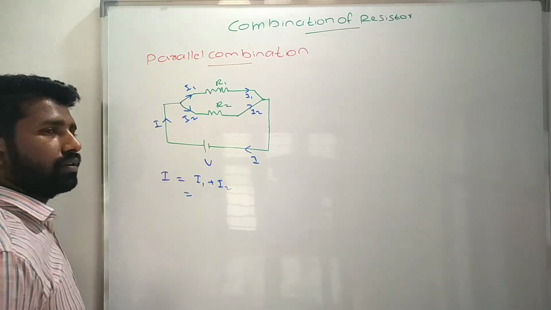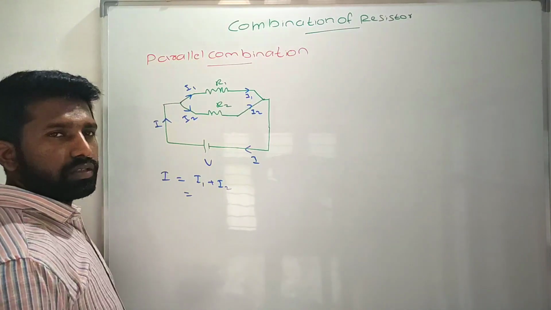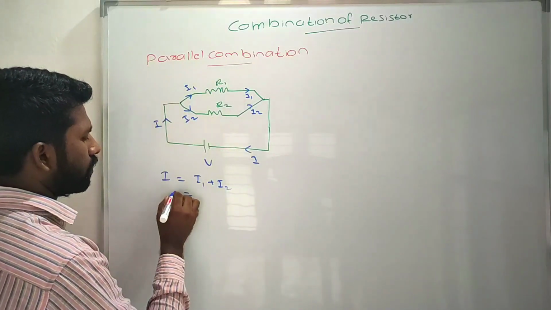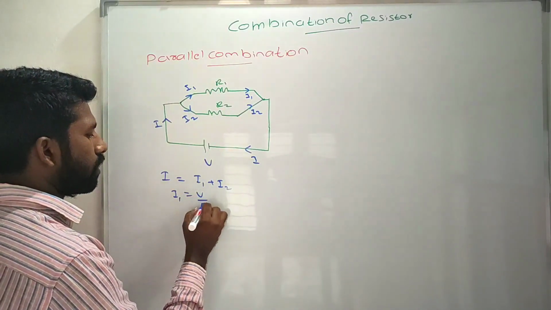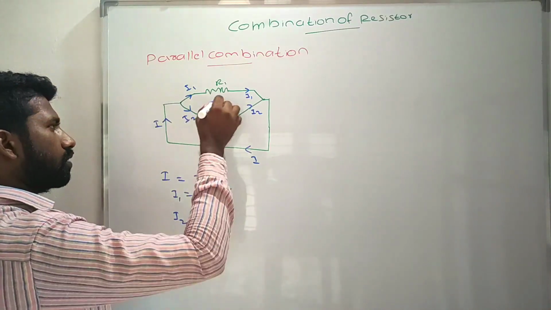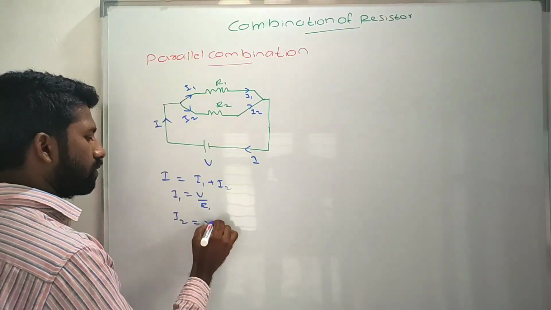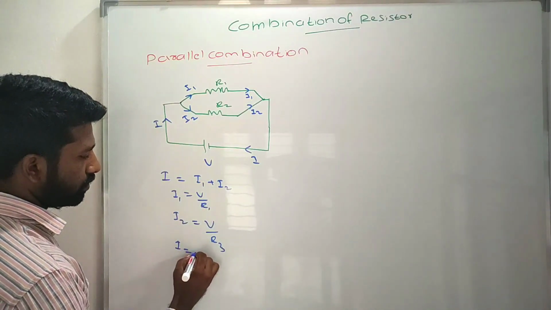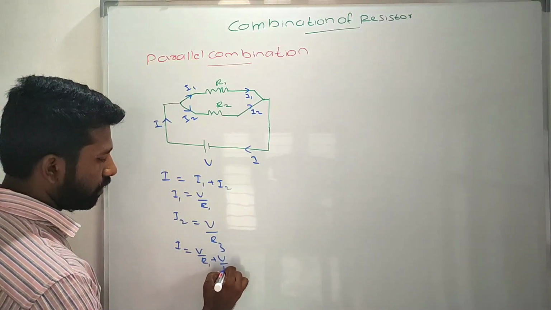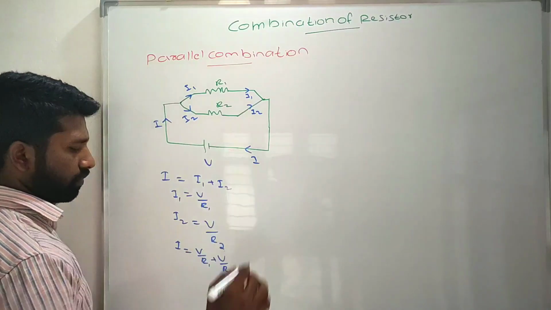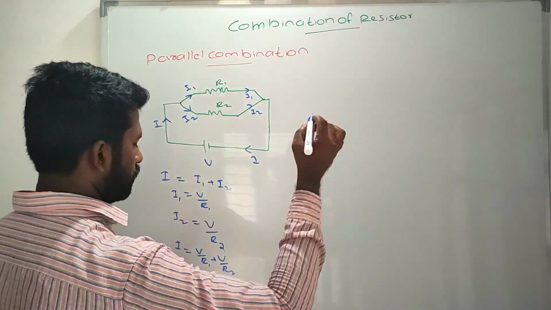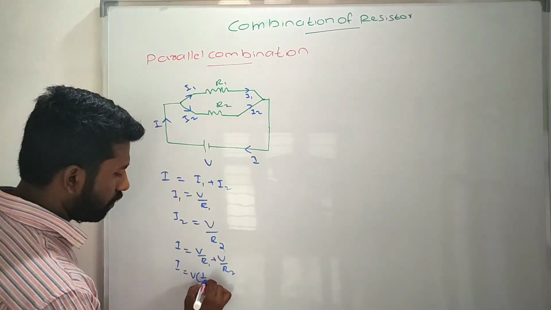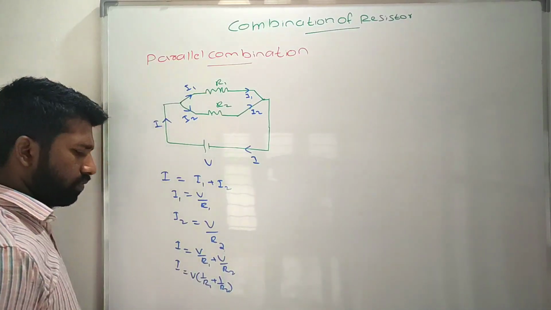What is I1? Based on Ohm's law, V is equal to I into R, so I is equal to V by R. That is, I1 is equal to V by R1 and I2 is equal to the potential difference across the second resistor divided by its resistance, that is R2. Substitute it here: I is equal to V by R1 plus V by R2. Clear? From this we can take V as common. So I is equal to V into 1 by R1 plus 1 by R2.